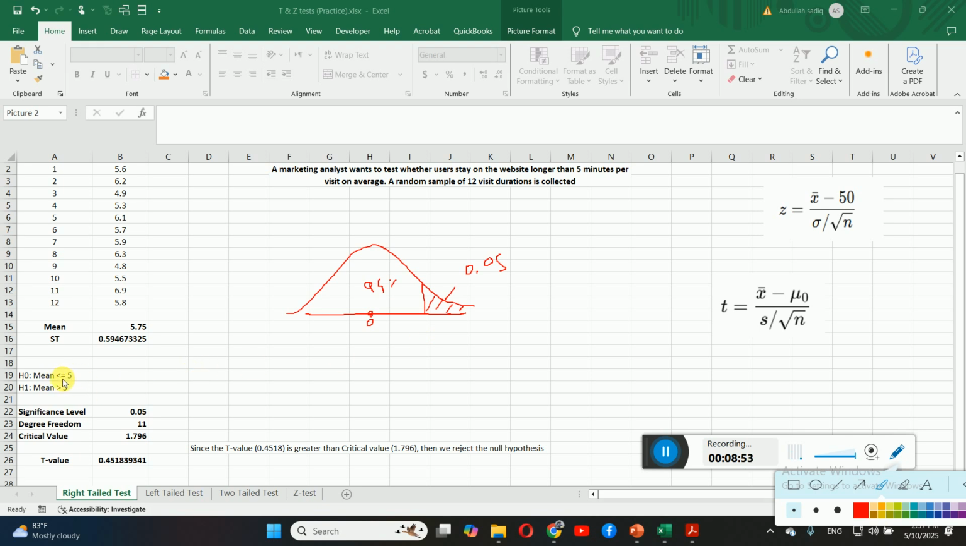Why? Because we cannot accept the null hypothesis; it is not in the interval. We are so far away from the mean, the hypothesized mean of the null hypothesis. Okay, dear students, what is the critical value here? This is the critical value, which is 1.79.